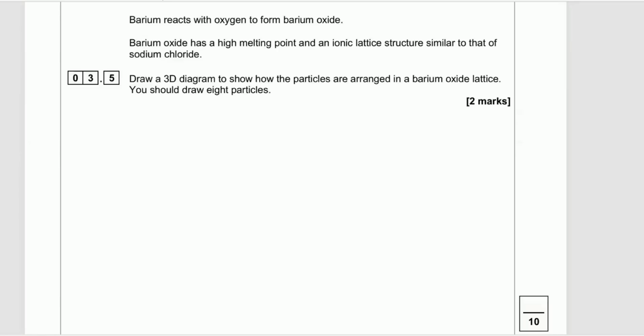And a final part to this question, barium reacts with oxygen to form barium oxide. Barium oxide has a high melting point and an ionic lattice structure similar to that of sodium chloride. Draw a 3D diagram to show how the particles are arranged in the barium oxide lattice. You should draw 8 particles, right?